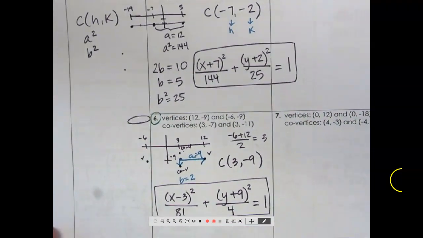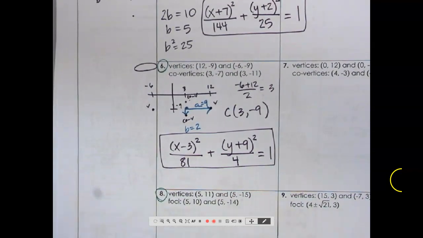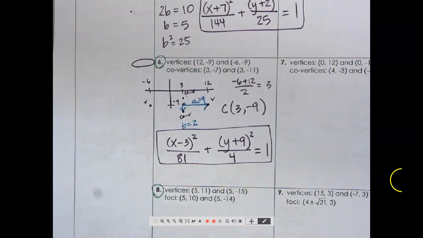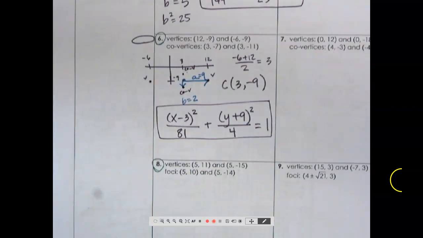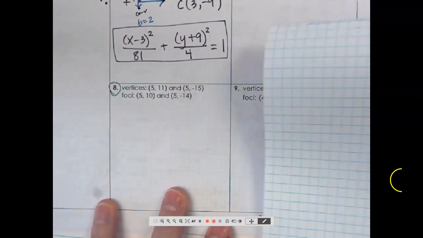Yeah, I think graph paper helps. I'll graph the next one. How about that? I'll graph paper and you can see if that helps. And if you need some, there's some over there. Alright, let's do number 8.